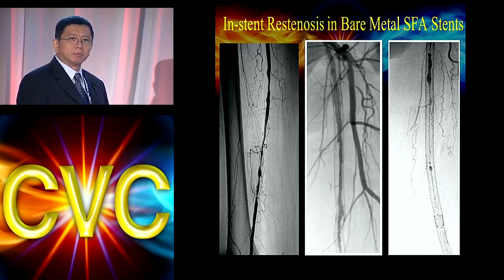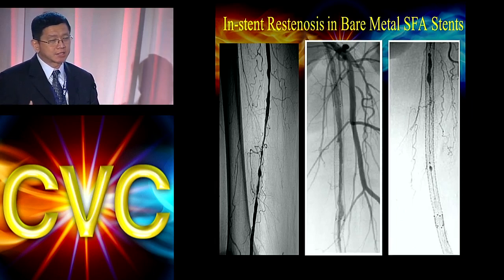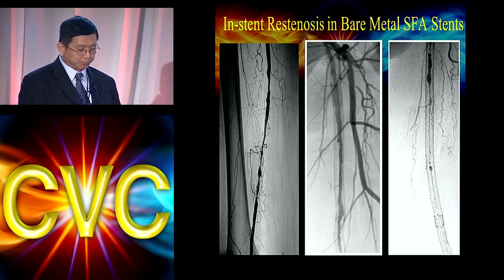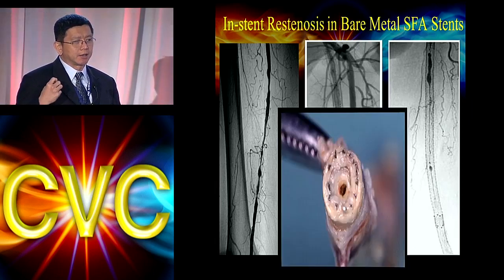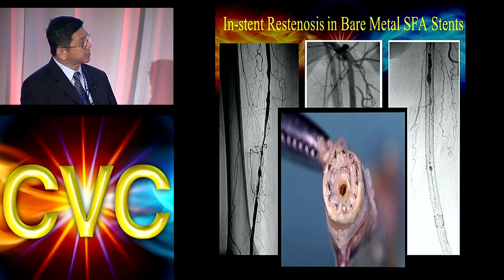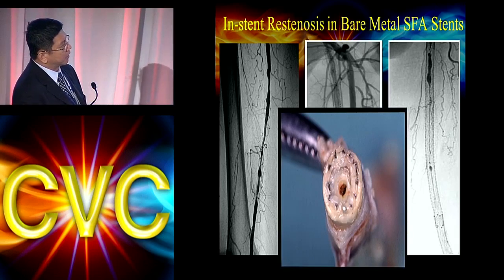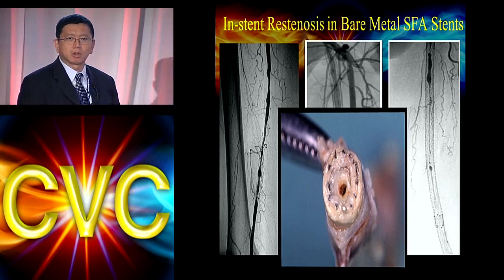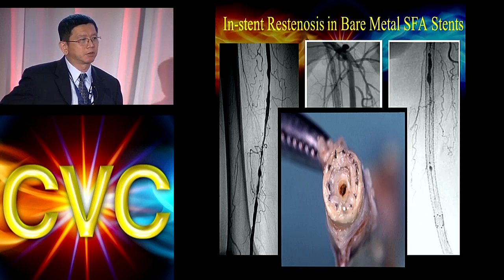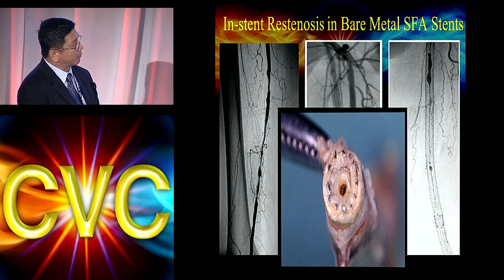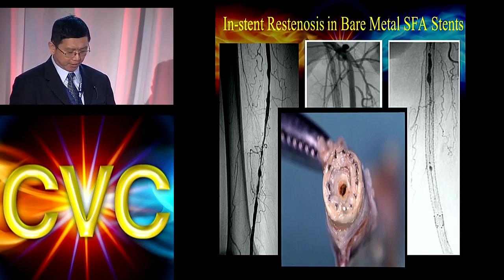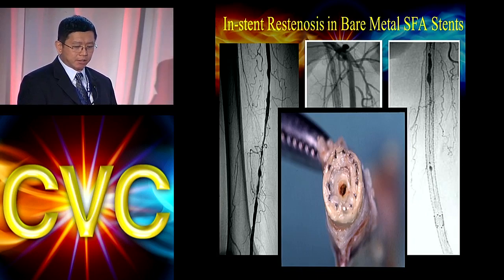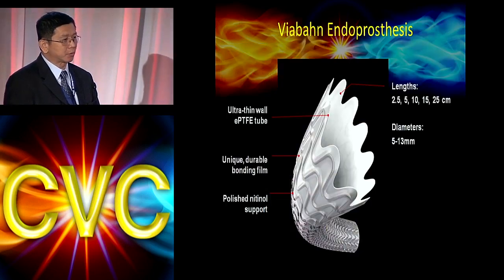With these types of problems, over the last several years, engineers, researchers, and physicians have gotten together trying to come up with a better solution. And this has resulted in a better device. Now, this is a histological sample of so-called in-stent stenosis. This is largely related to the smooth muscle cell proliferation that occurs when you put a bare metal stent in the SFA. Now, with that said, a better solution has been born.